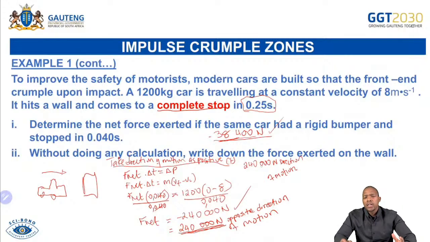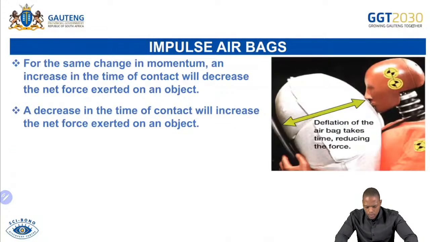I hope this gives an understanding as to why these cars are having crumple zones. And I hope the issue of crumple zones in cars is sticking in your head, grade 12 learner, that cars have crumple zones as safety features. They are there to eliminate fatal injuries by increasing the time of contact during impact, hence decreasing the net force exerted on the car.